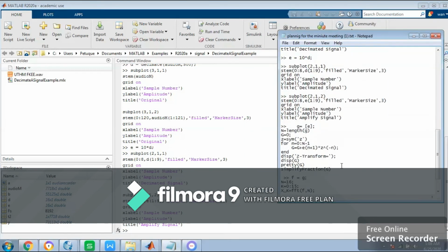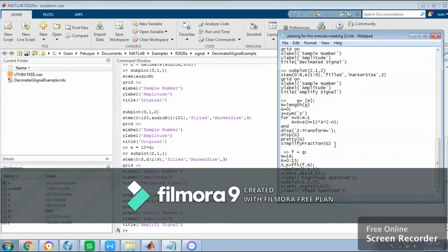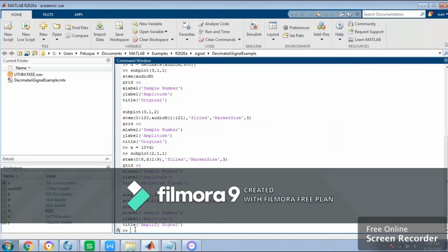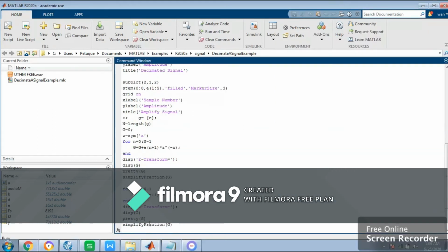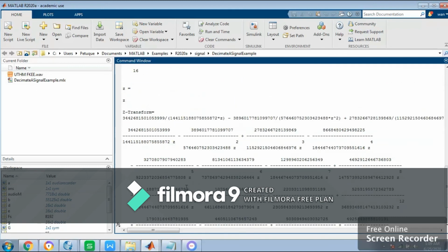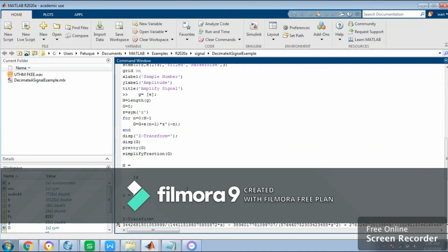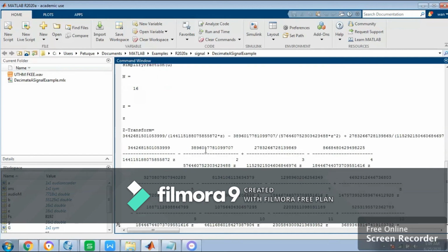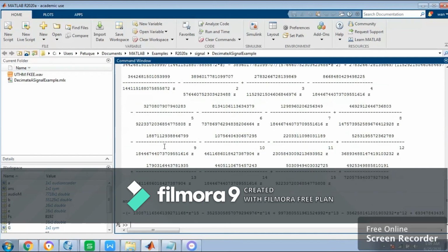Okay, next we're going to obtain the Z transform of the amplified signal. So we're going to use G equals G plus E(n+1) times Z to the power of negative n. So we can see that this is the final answer of the Z transform.